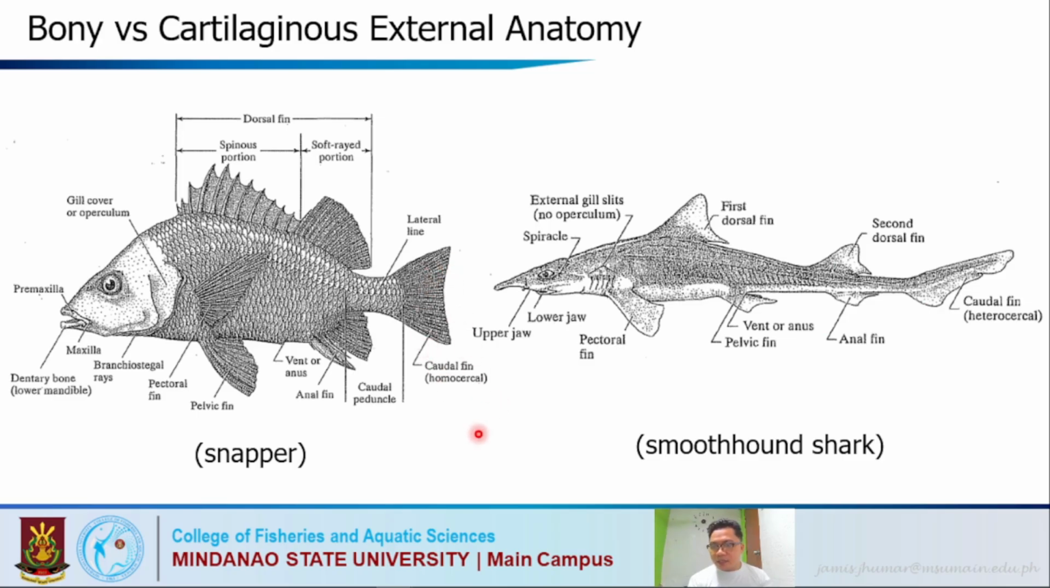The caudal fin for the bony fish is homocercal, and this is a truncate type of caudal fin, and this is the heterocercal. Heterocercal means the upper and lower lobes of the caudal fin are not equally distributed. So those are the three. And the fourth difference is their buoyancy, which we will be discussing on the last slide of this lecture discussion.